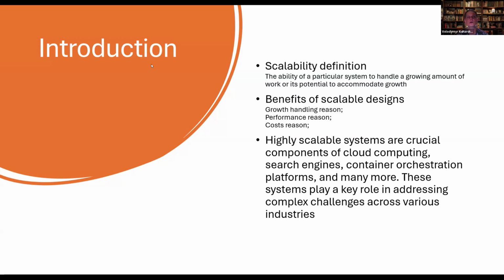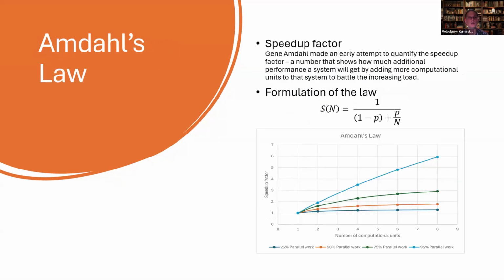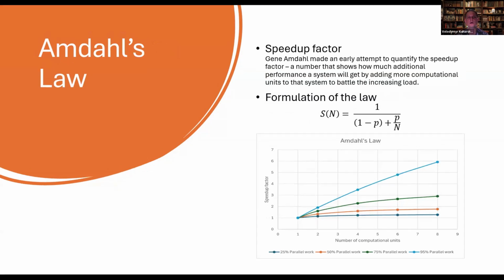Unfortunately, in terms of combining computational power, 1 plus 1 doesn't equal 2. It could be somewhat cost-effective for batch work, but this combination was not effective for online transaction processing and other real-time computations. Gene M. Amdahl made an early attempt to quantify the speedup factor, a number that shows how much additional performance a system will get by adding more computational units to that system to battle the increasing load.